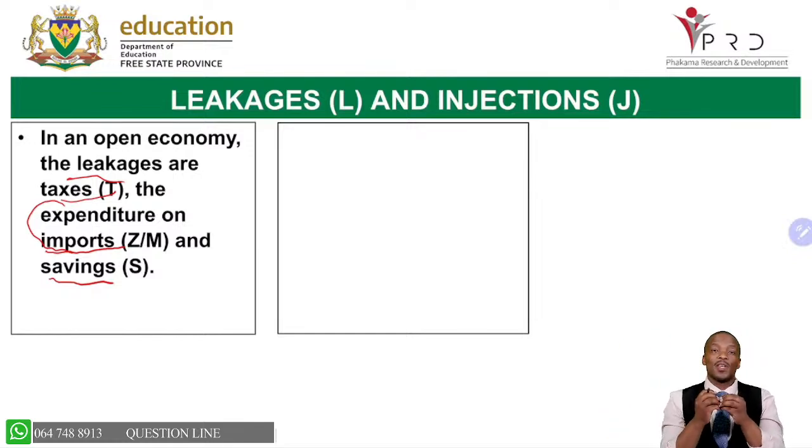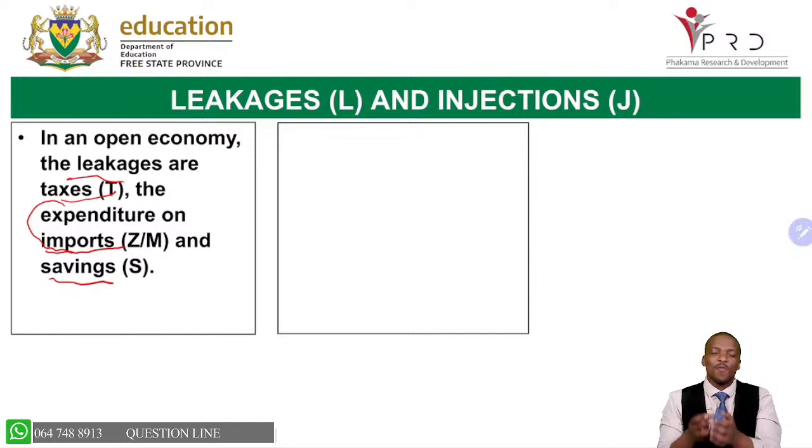Okay? So here's the question in the exam. Name any two leakages in the circular flow. Taxes. We'll give you a mark for that. If you write imports, you lose a mark. You should say expenditure on imports or payments for imports, because we are referring to the issue of money here, not the goods themselves.